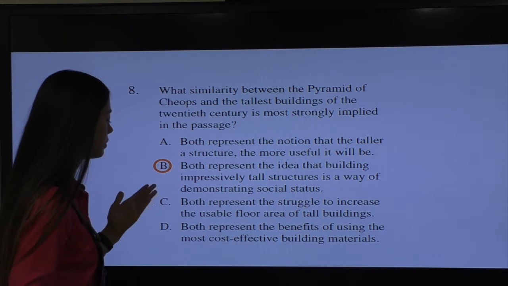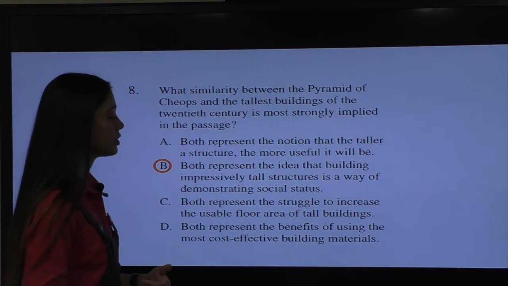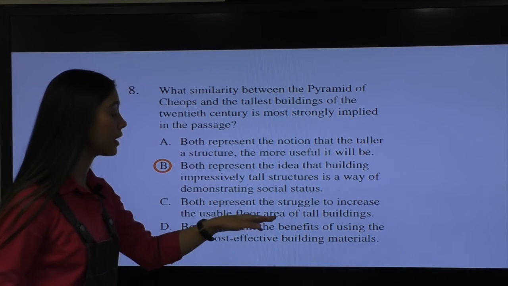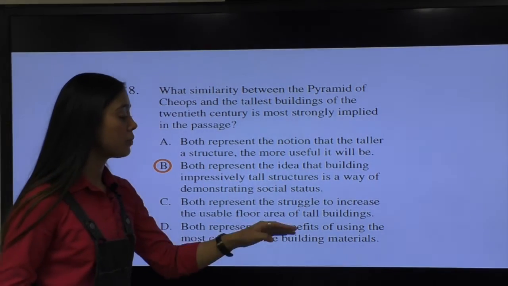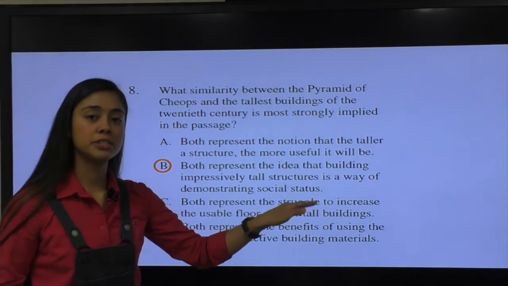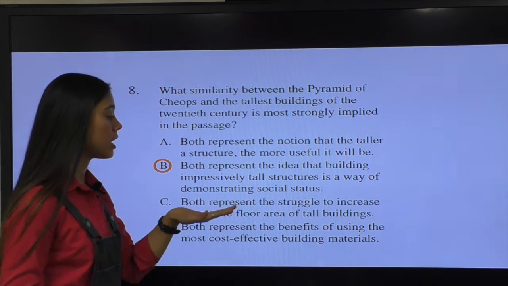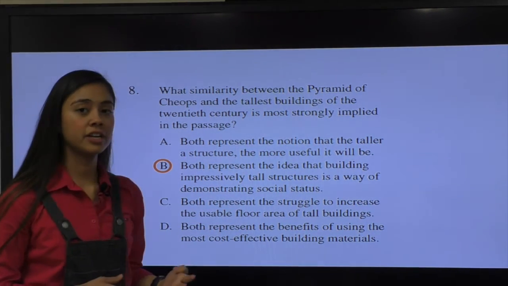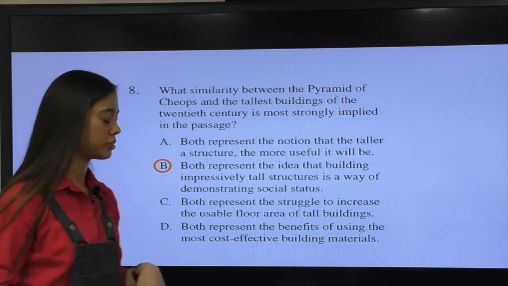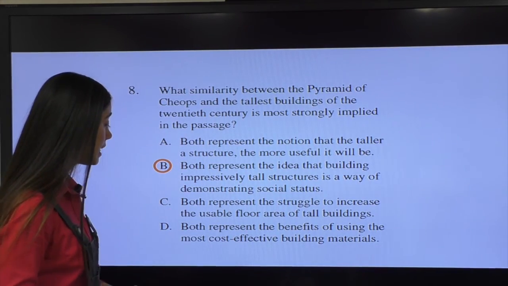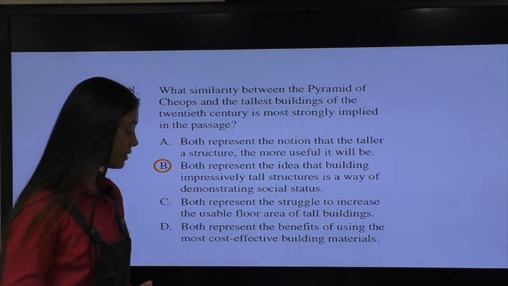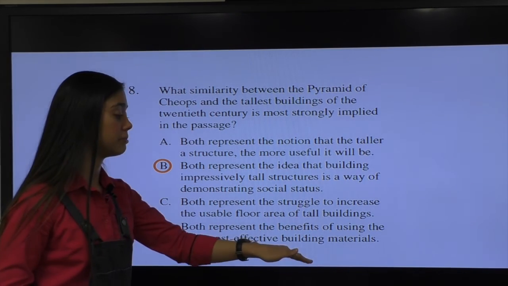And if we go on to describe C, both represent the struggle to increase the usable floor area of tall buildings. We know that for the skyscrapers this is true, but not for the pyramids, because for the pyramids they did not care about usable area, they just cared about building tall structures. So not C. And D, both represent the benefits of using the most cost-effective building materials.